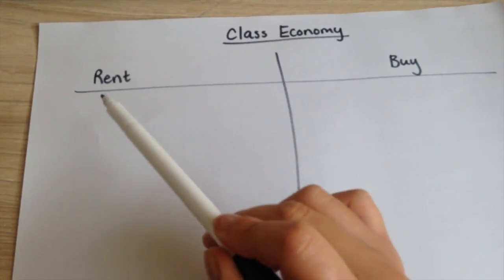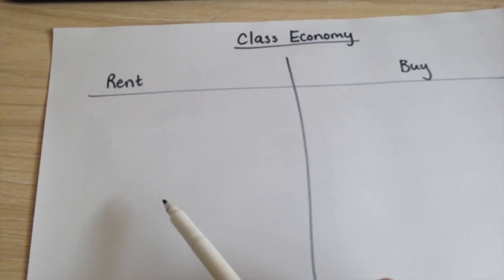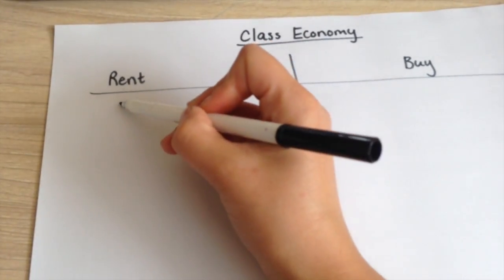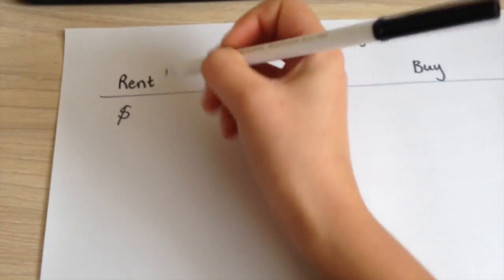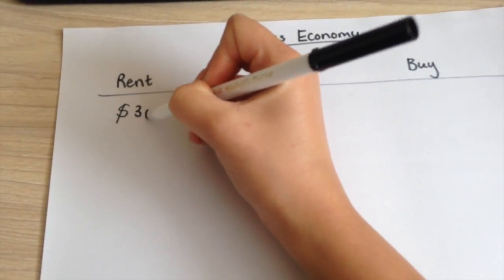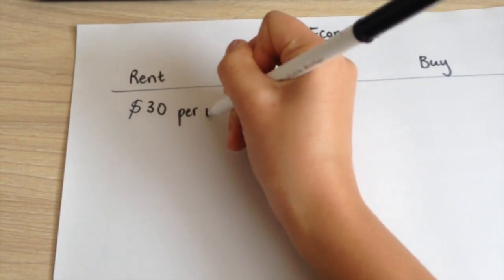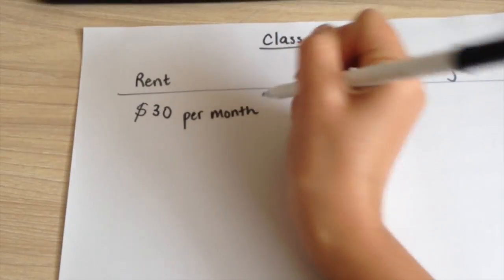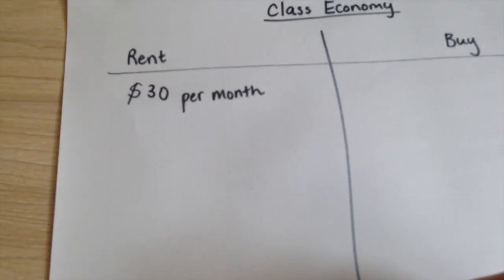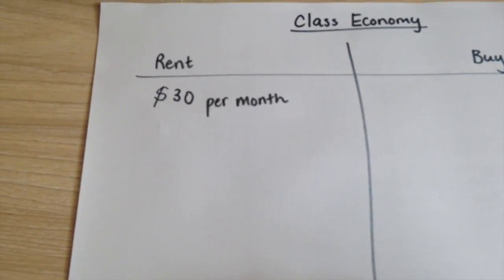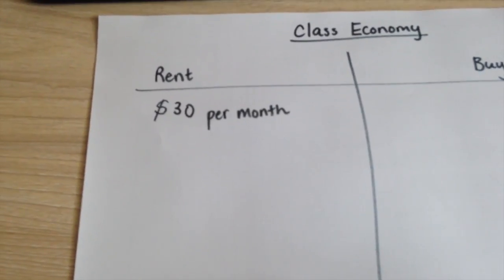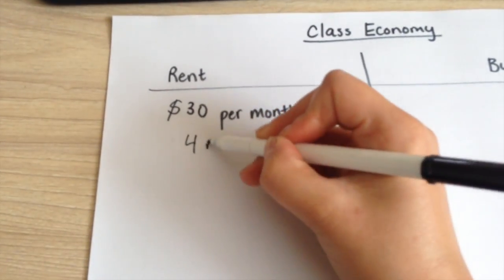So in order to rent your desk, let's do an example. Let's say it costs $30 to rent your desk per month. You will need to pay $30 each month for the months of February, March, April, and May. So that is 4 months total.